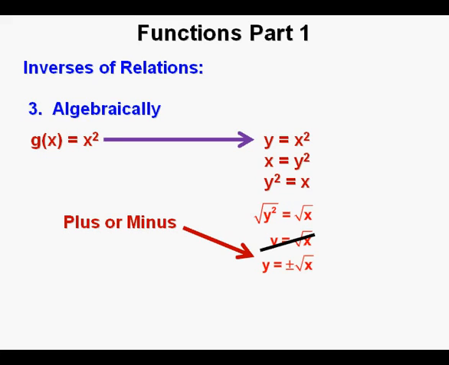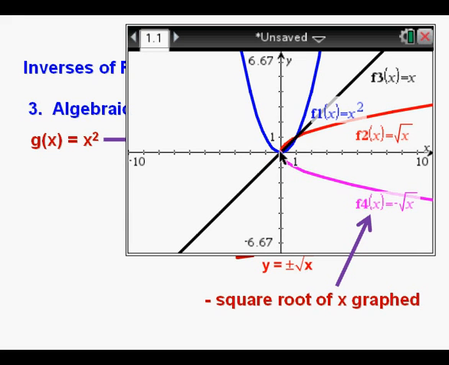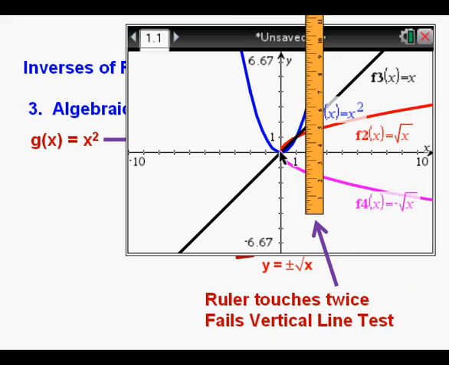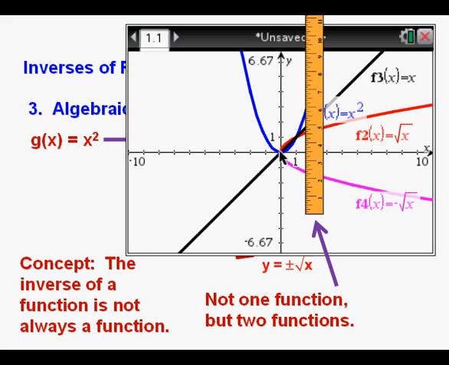This is just like earlier in the lesson when we solved the equation of a circle. To graph that relation, we need a plus and a minus. Now, here's the graph with the minus square root of x also graphed. And using the vertical line test, we can see that the ruler touches this inverse function twice. This sideways parabola is not really a function because it fails the vertical line test and is therefore not a function. It's in fact two functions. And that's the reason it fails the vertical line test, because it is two functions. And one reason I bring this up is to demonstrate that the inverse of a function is not always a function.